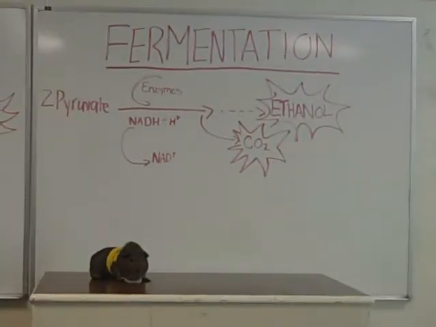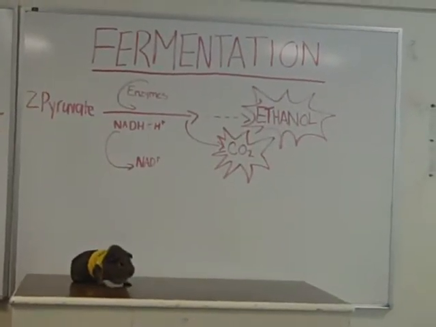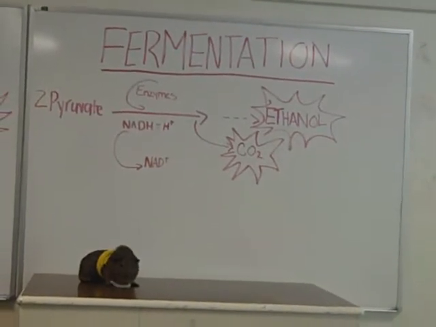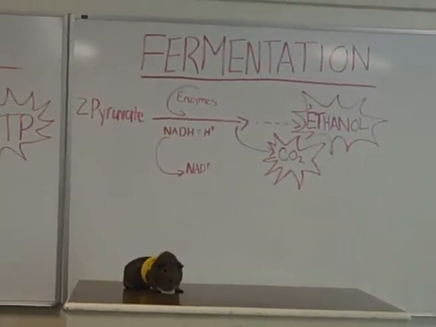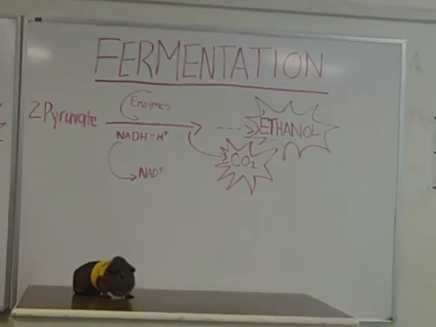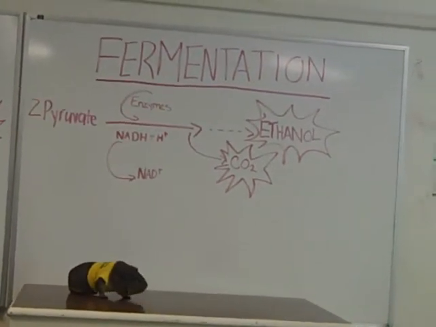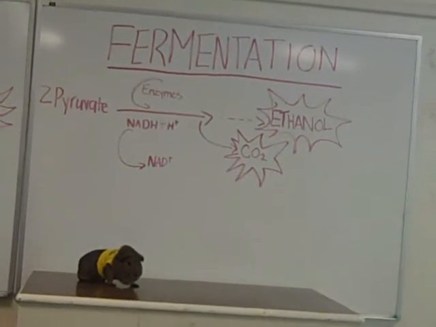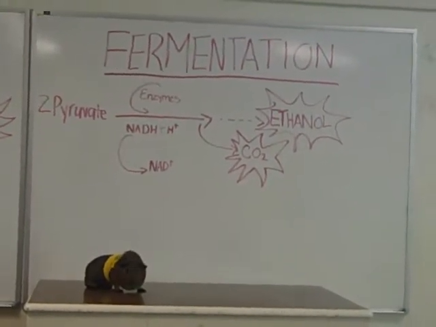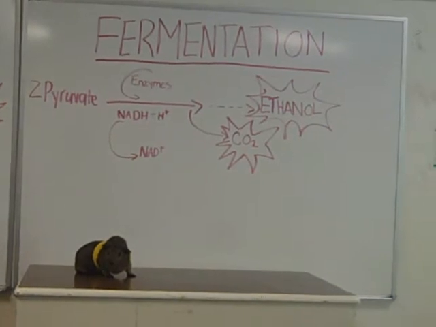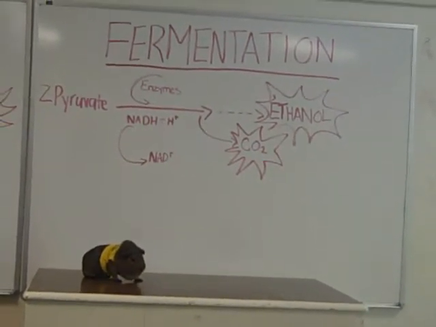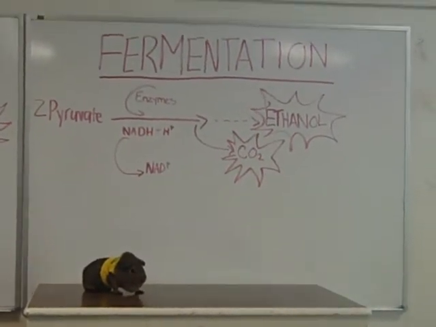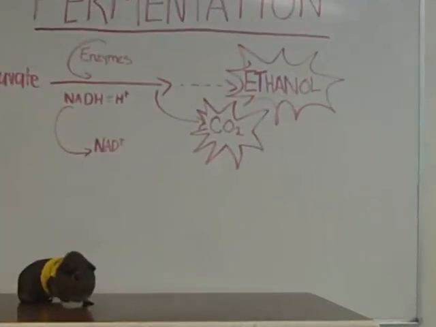Types of fermentation: there is lactic acid and alcoholic fermentation. First, I will talk about alcoholic fermentation. In alcoholic fermentation, 2-pyruvate are converted into ethanol and carbon dioxide by enzymes going in and oxidizing NADH into NAD+. This ends up making ethanol and carbon dioxide.